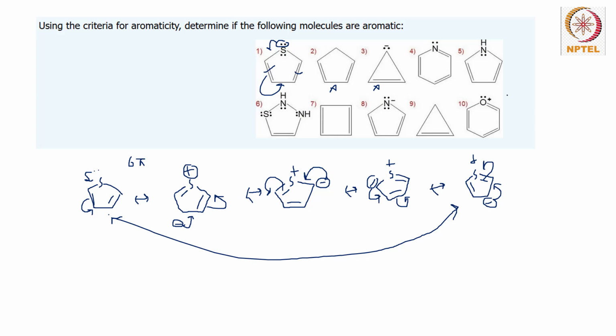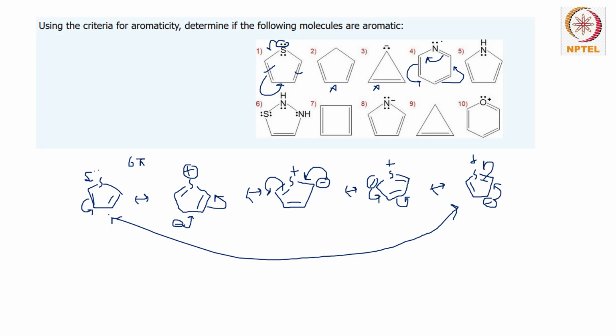Then this pyridine. If you consider the lone pair of the nitrogen, then it will be 8 pi electrons. But if you don't consider the lone pair of nitrogen, it will be 6 pi electrons. So here the nitrogen lone pair will not be involved in the conjugation. Only this pi bond will move. So this pi bond will come here, this pi bond will come here. So only the pi bonds will be conjugated.